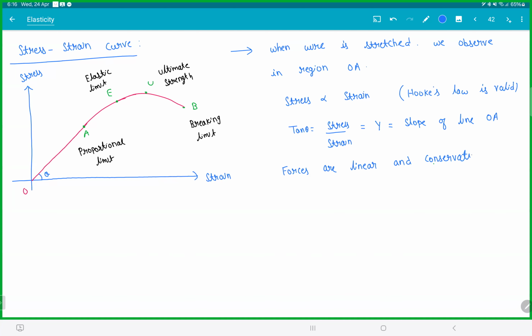This will be a good theoretical question. Up to what region are the forces linear? Up to what region are forces conservative? Conservative meaning the energy can be conserved. Now, if you keep pushing it further, if you keep putting more and more weight, now you will go beyond a region.